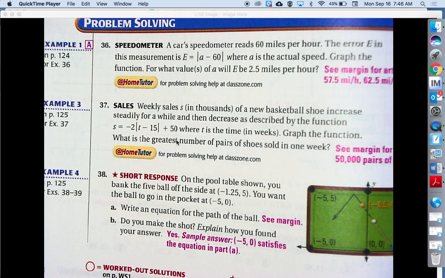The second part of this question, after you graph it, it says for what value or values will E, which is the error in the speed, be 2.5 miles per hour? What do you do with the 2.5 miles per hour, Chris? Yeah, because that's the number that they're giving us for E, so we can plug that number in for E, not 20. So take the 2.5, they're saying E is that number, so you're replacing that number into your equation, and then we have the absolute value of A minus 60.